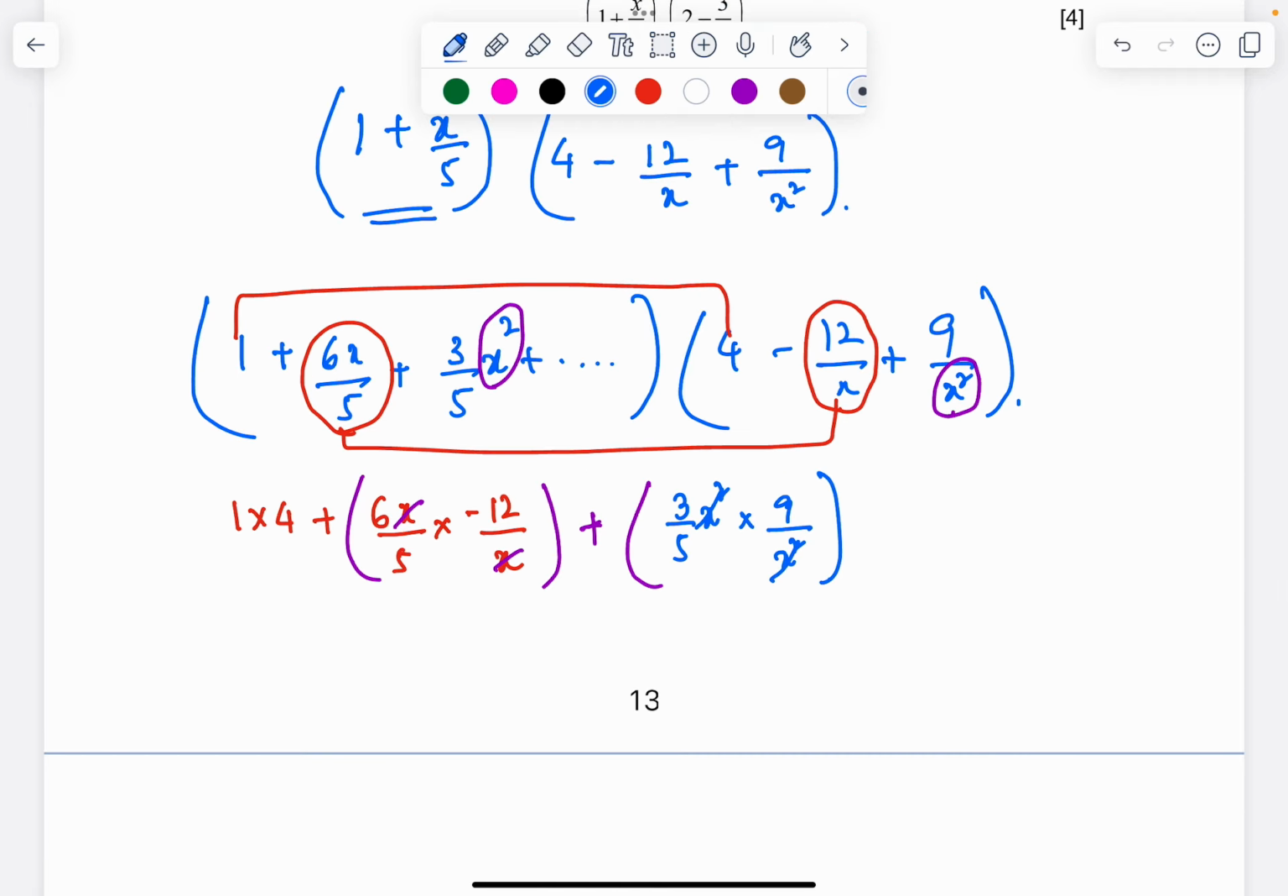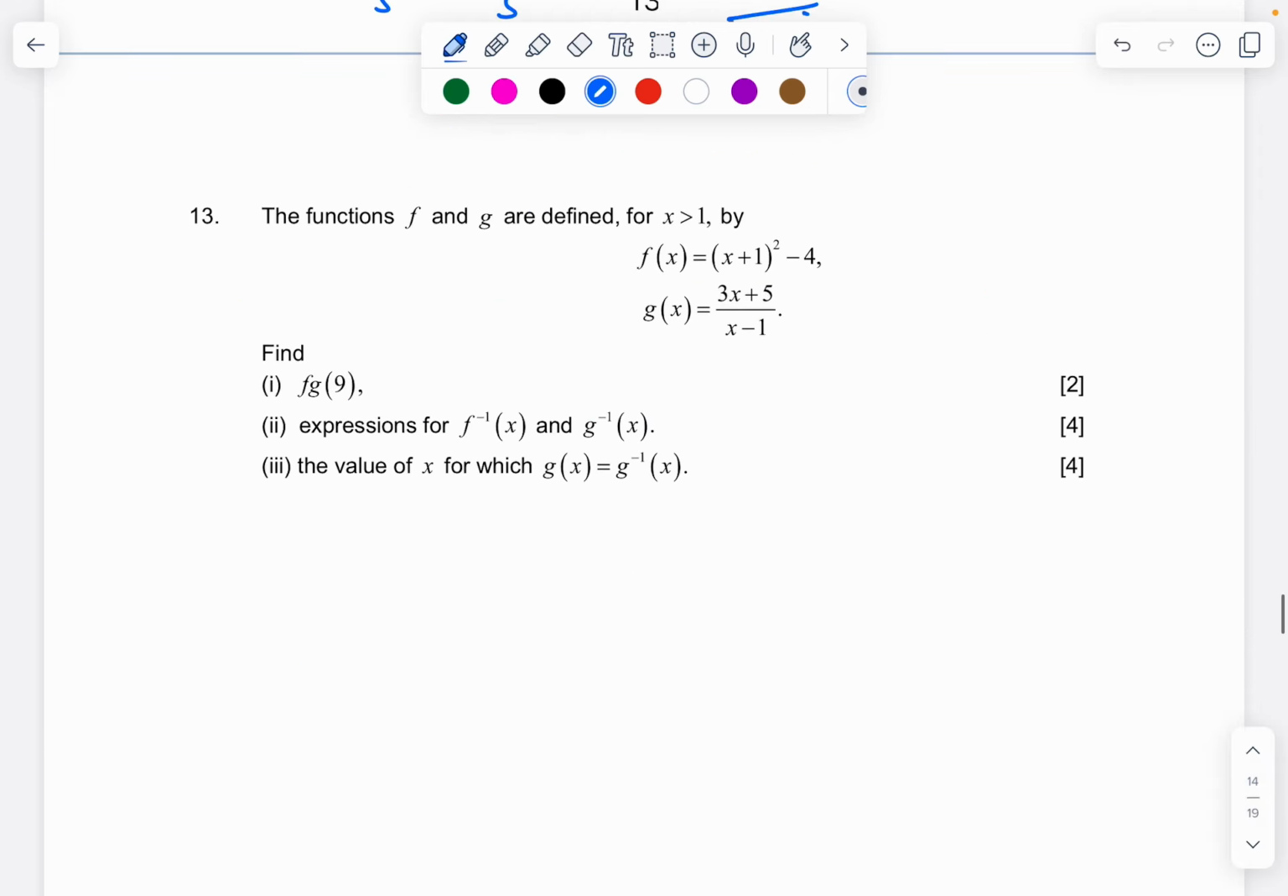Now let us simplify. So 1 times 4 is 4. 6 times 12 is 72, but this becomes a negative 72 over 5, plus 3 times 9 is 27 over 5. So when you simplify using your calculator, your answer is going to be negative 5. So this is the answer.